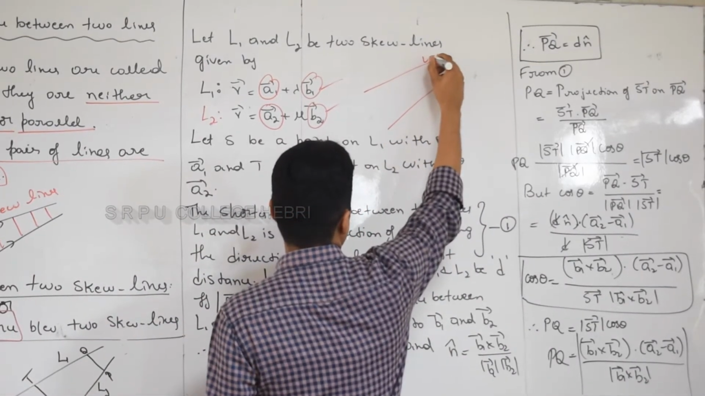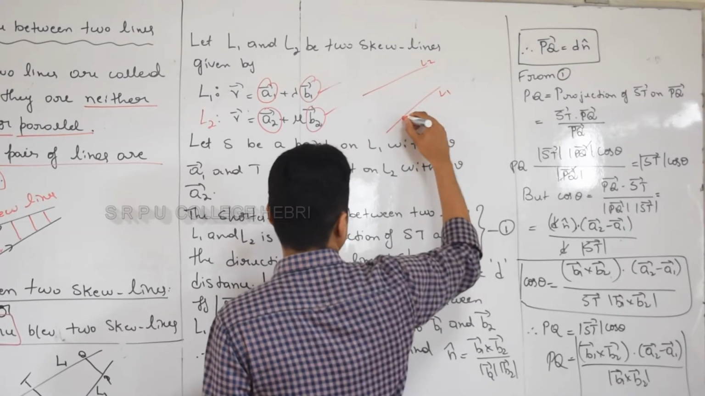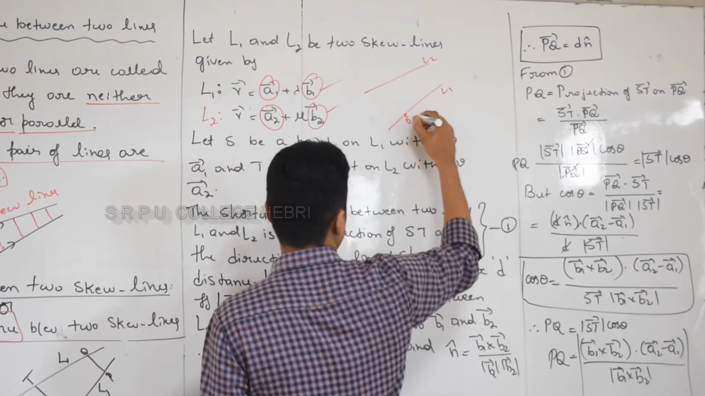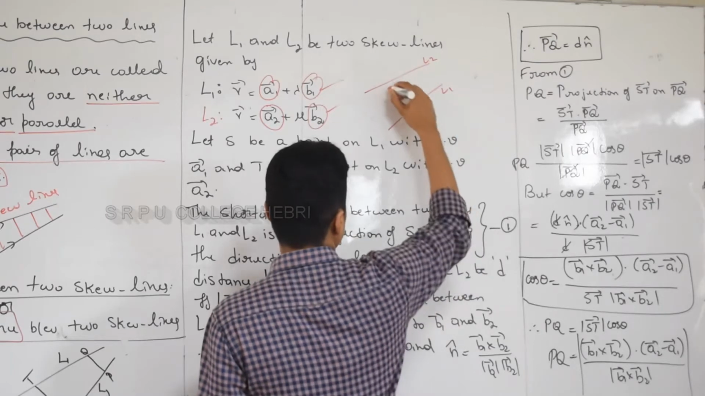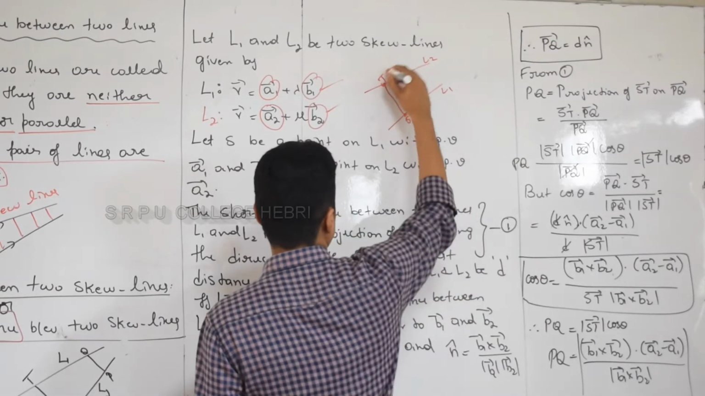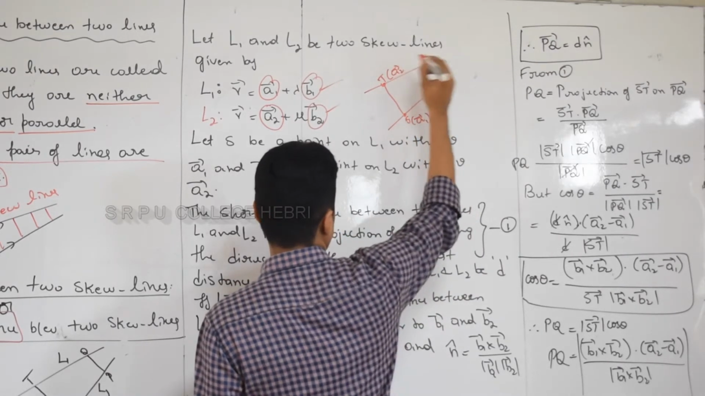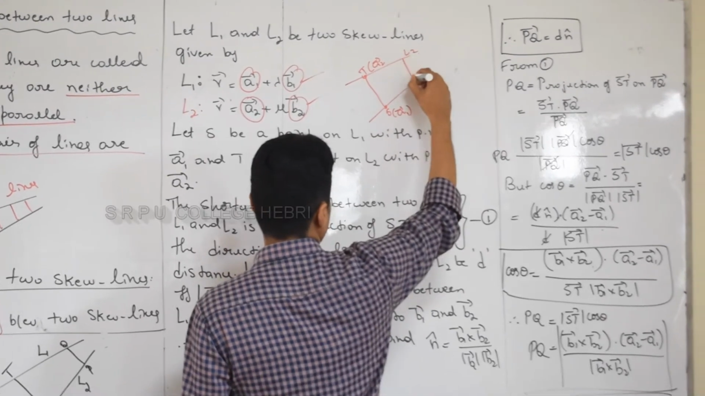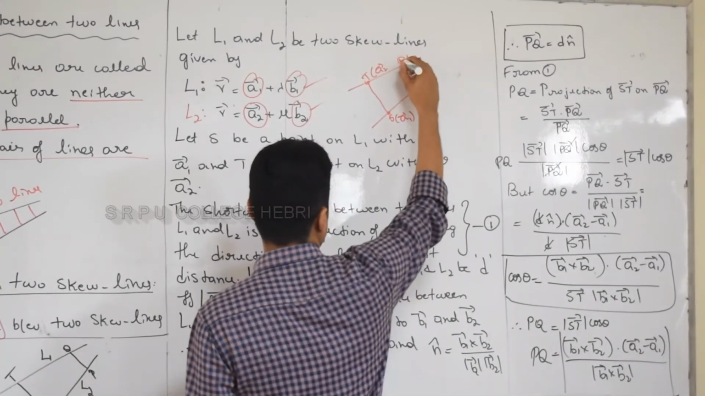This is L2, this is L1, this is the point S. Its position vector is vector A1. This is a point T, and its position vector is vector A2. Let me take this as the shortest distance, the required shortest distance.